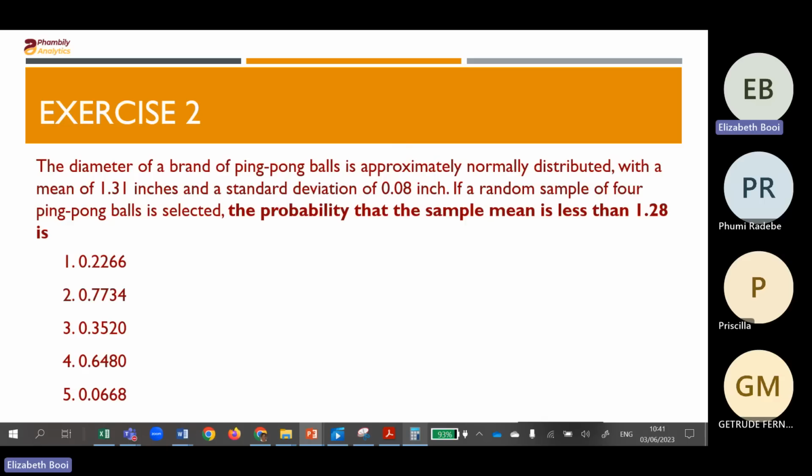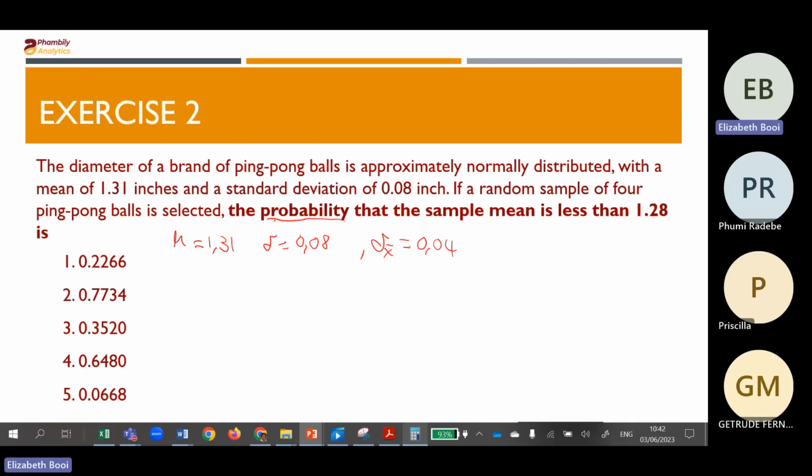Moving on to exercise 2. The diameter of a brand of ping pong ball, which is almost the same information that we had previously. We know the mean is 1.31. The standard deviation is 0.08. The standard error, I'm going to put it here as well. Calculated it previously. The standard error is 0.04, or you don't have to calculate it.